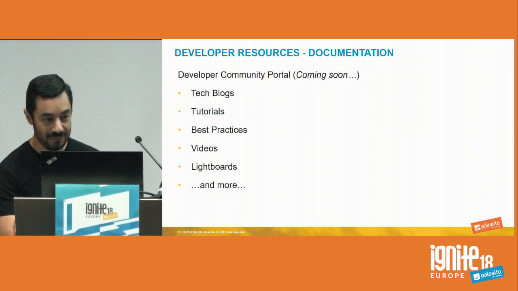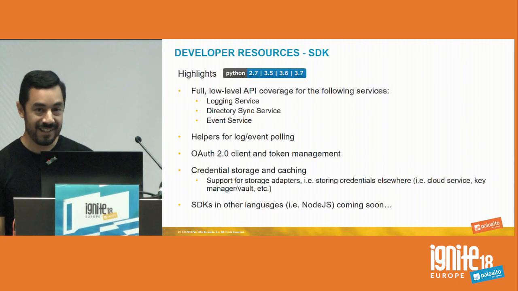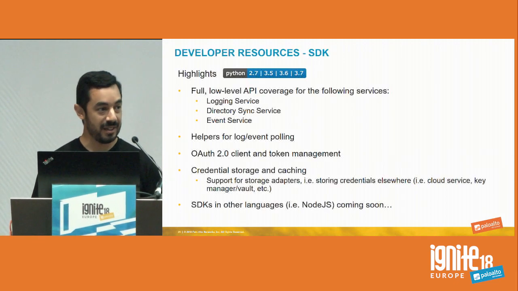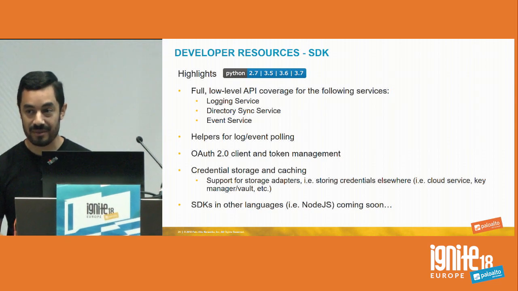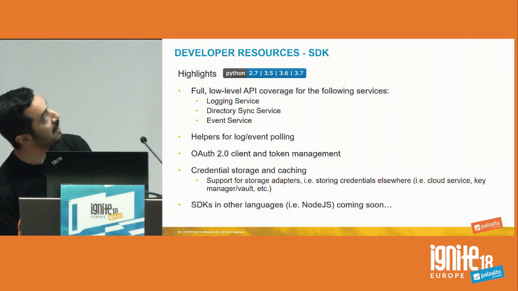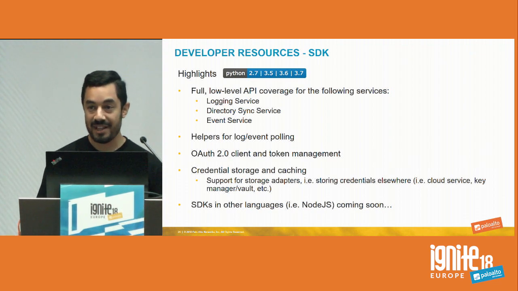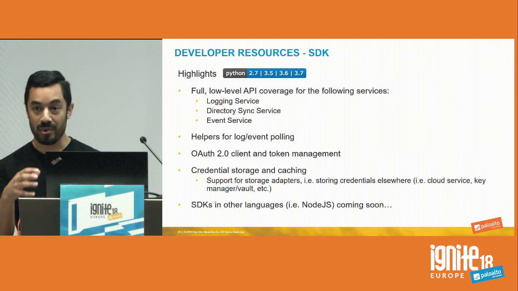So next up, let's talk about the SDK. Just high level, the SDK is written in Python. It's the only SDK that we offer at this time, but we do have plans later on to introduce the SDK in other languages. As you can see, there's already one in Node.js that's coming soon as well. The SDK in itself is a language binding for the app framework, right? It provides low-level coverage of the event service, directory sync service, and login service APIs. What that means is that it's an abstraction of all the endpoints.